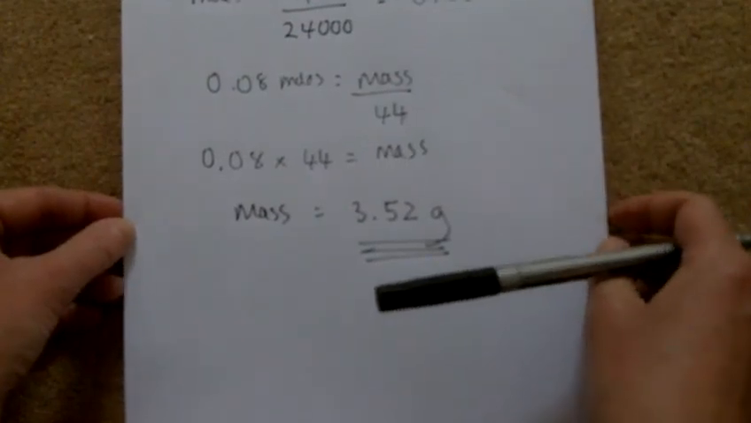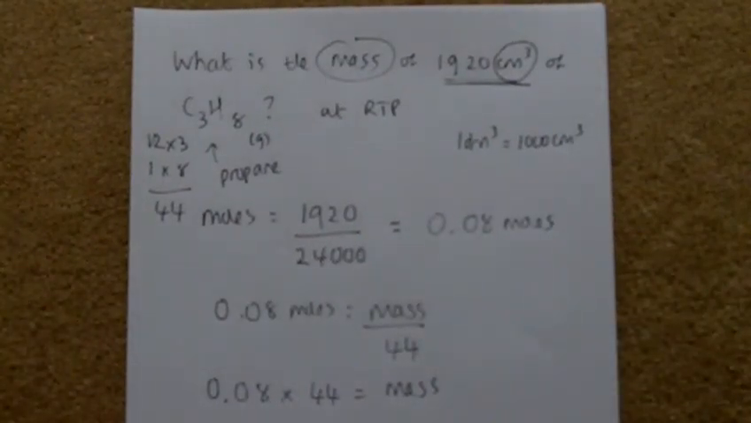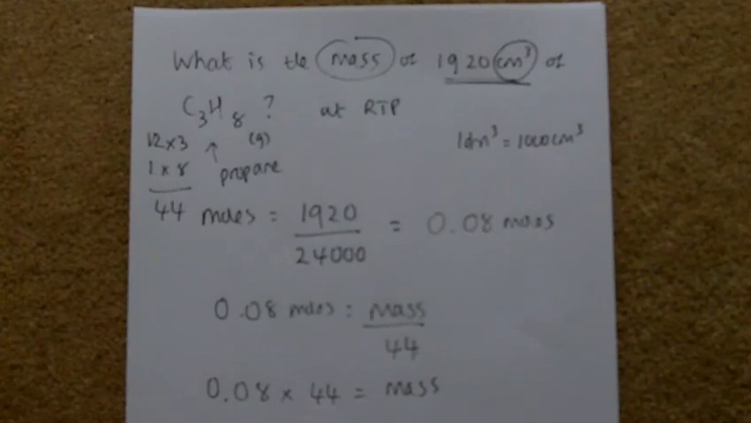Now the reason why we do these moles calculations is so that when we do an experiment, we know how much material to start off with, how much product we're going to make, how many reactants we need at the start, and how much product we get at the end.